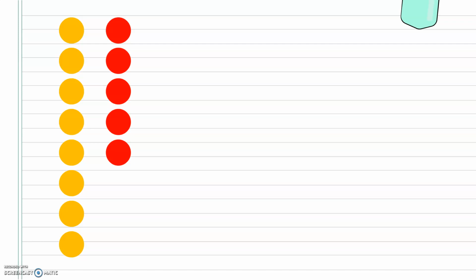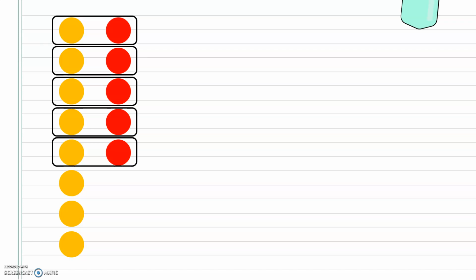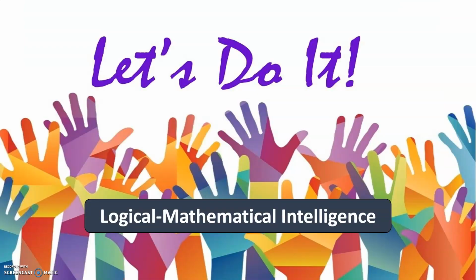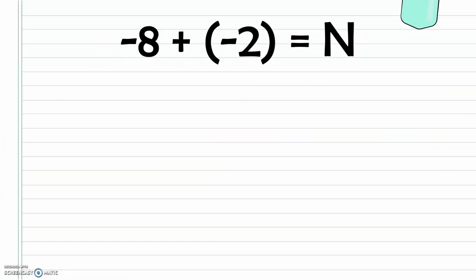So let's look at all the pairs or zero pairs that we will make out of this given. So we have 1, 2, 3, 4, and 5. And all these 5 pairs are equal to 0. Therefore, when you add 8 and negative 5, the answer is equal to 3. Let's have some more examples.